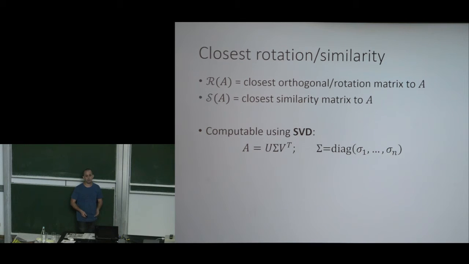R of A can be simply computed using the SVD. As you recall, an SVD is the decomposition of A into this product of matrices, where sigma is the diagonal matrix. Its diagonal entries are exactly the singular values, which are all non-negative. I guess you all know that. No need to expand. So the closest rotation to a matrix A would simply be taking its SVD decomposition and omitting the diagonal matrix sigma, which is the same as setting all the singular values to 1, which makes sense because rotation matrices or orthogonal matrices have all singular values equal to 1.